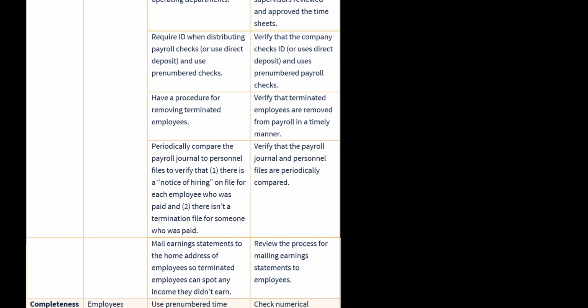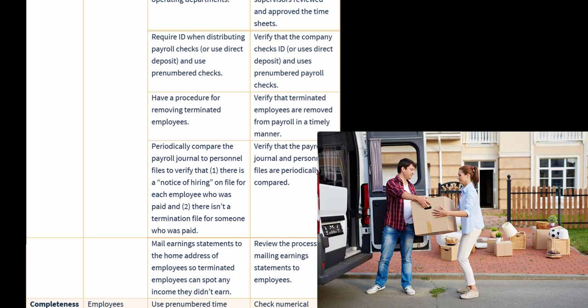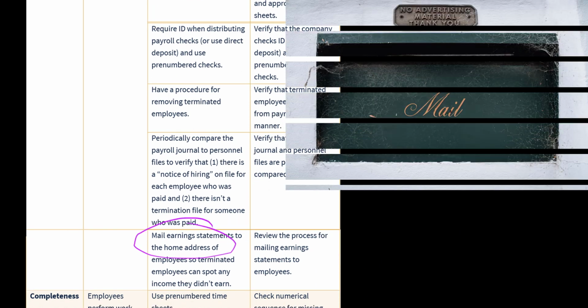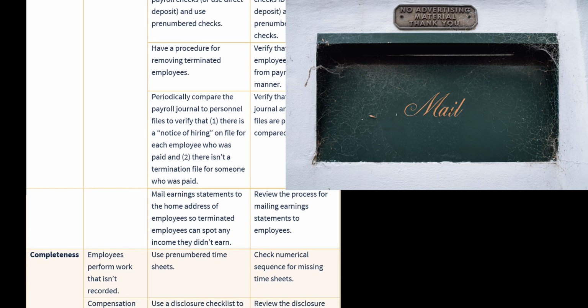Now, the client should have a procedure for removing people who've been fired promptly so they don't continue to receive checks. And so the auditor can go and verify that there is actually a system for removing someone in a timely manner so that we don't have someone leaving a fired employee on the payroll and then stealing their check. Now, the client would ideally be mailing earnings statements, for example, a W-2 in the United States, that's what we call an earnings statement, to the employees, and the auditor can go and check and see, in fact, is the client mailing earnings statements to employees.